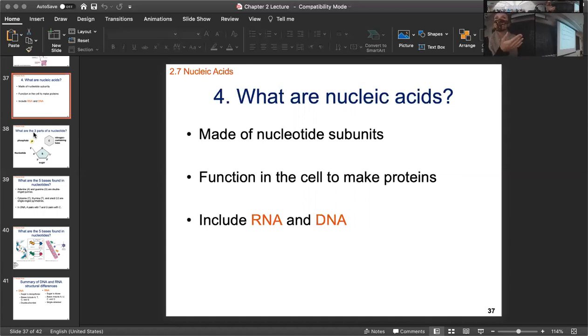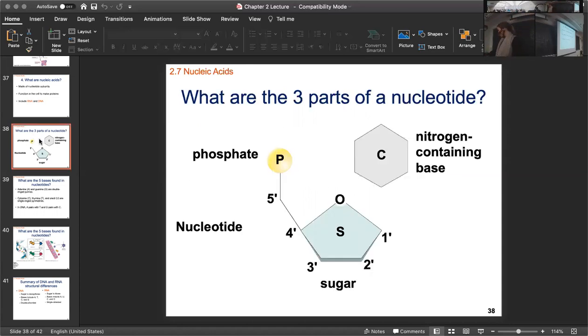So those proteins make our functions and our gene expressions in our body that makes you who you are, behavioral and looks-wise. Okay? There are 3 parts to a nucleotide. So what are the building blocks of a nucleotide? We have a phosphate and a sugar and a nitrogen-containing base.